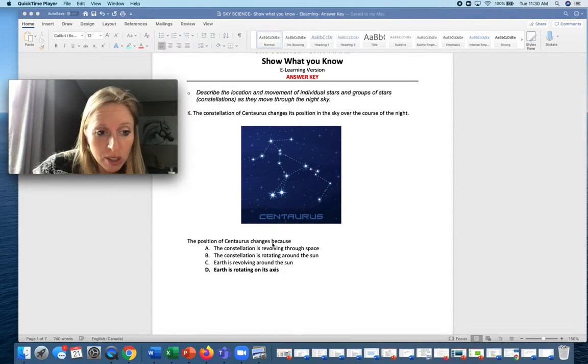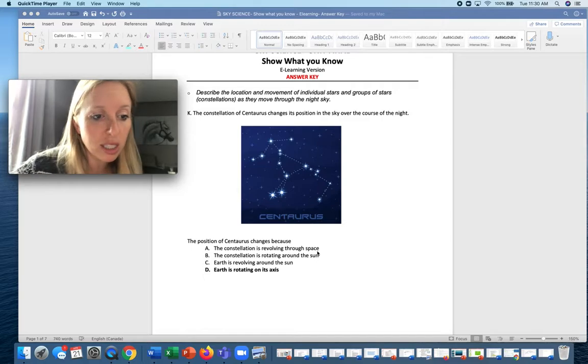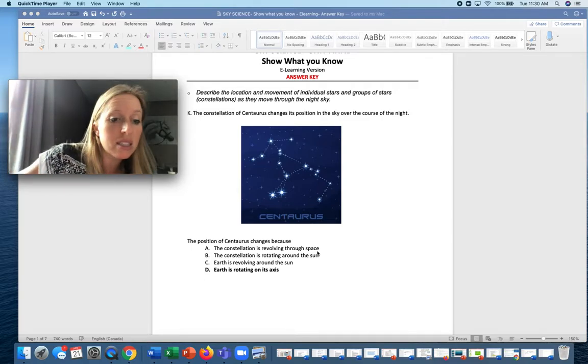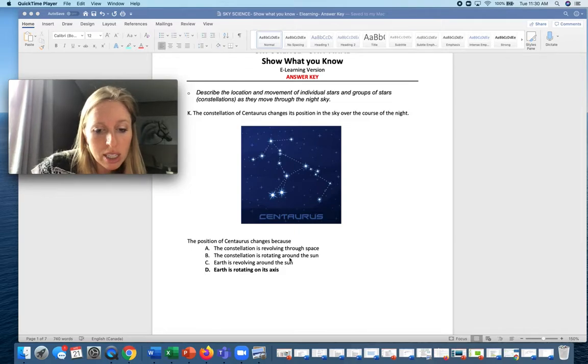The position of Centaurus changes because the constellation is revolving through space. No, the constellation does not revolve through space, right? It stays in the same spot. It's millions of light years away. The constellation is rotating around the sun. No, because the sun is way smaller. It's in the Milky Way galaxy, right? Whereas the stars are way further out there. So the constellation is not rotating around the sun. Okay, so that leaves us with C or D.